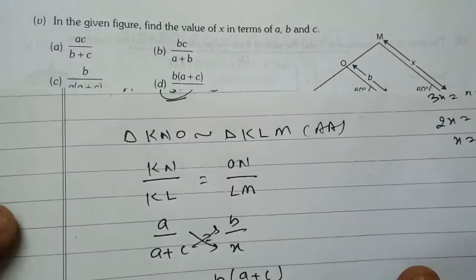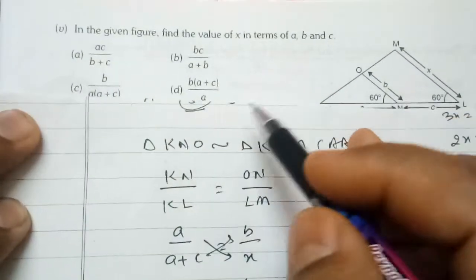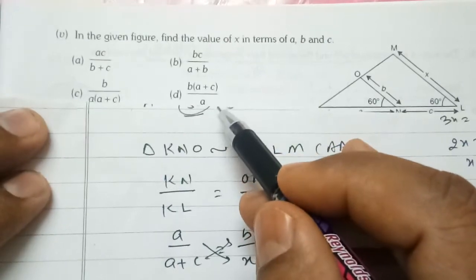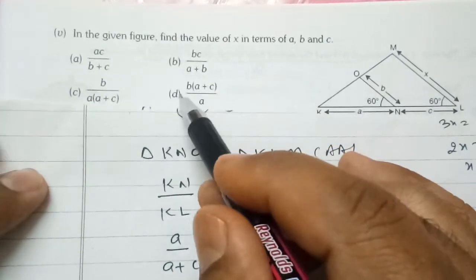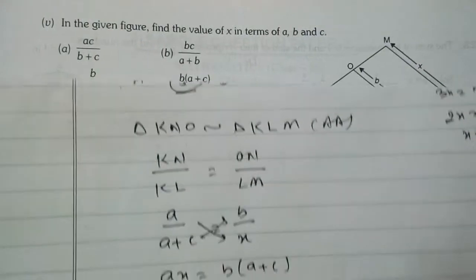So let us check the answer here. This answer is the last option, B into A plus C over A. So this is the answer. These are the answers for these questions.